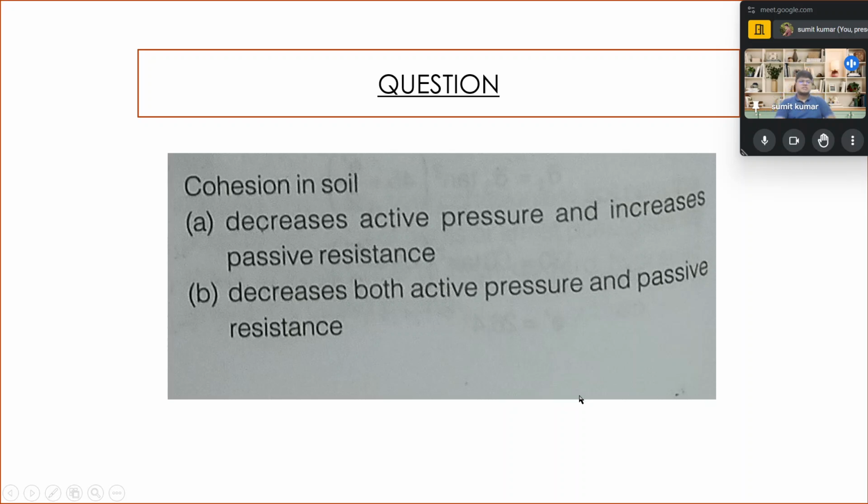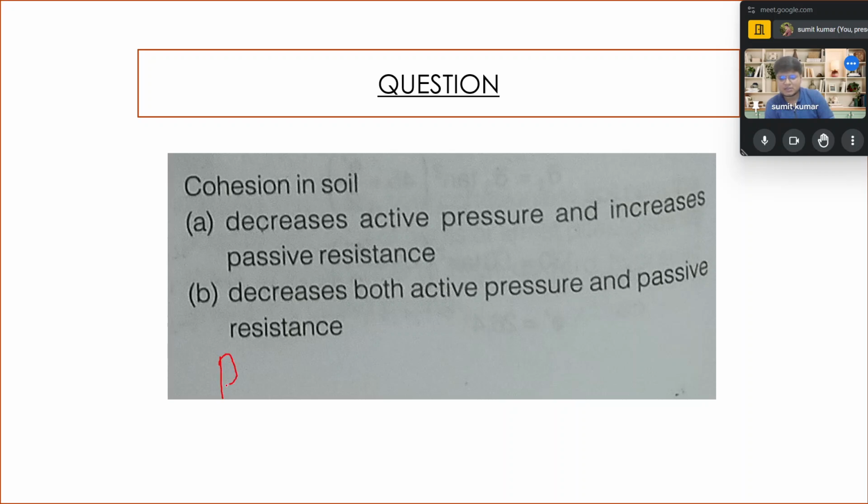So the first question after this small break is that the cohesion in soil decreases the active pressure and increases the passive resistance, or decreases both active pressure and passive resistance. So there are only two options over here for this problem. As you know the interrelation for the active earth pressure and the passive earth pressure, first of all you write that and you get the answer from that equation only.